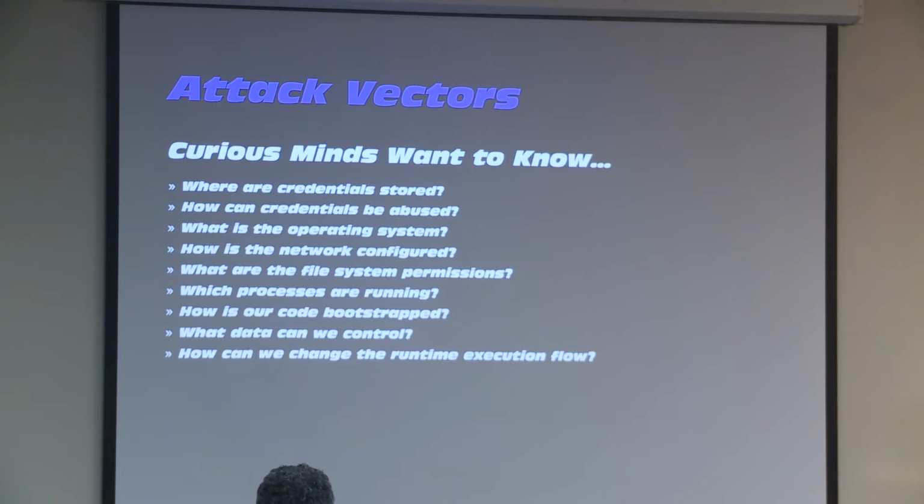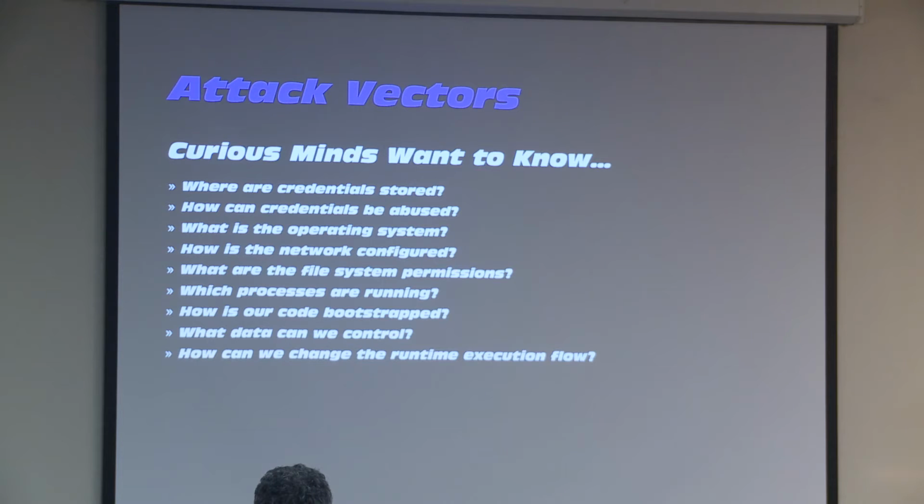So curious minds want to know. This is just the thought process when we're looking at Lambda. How can we abuse it? How can we attack it? How can we make it do things that it's not intended to do? First and foremost, we want to find out where credentials are stored. If we can find credentials, then we can start poking around and seeing what we can do with those credentials. How can we abuse them?